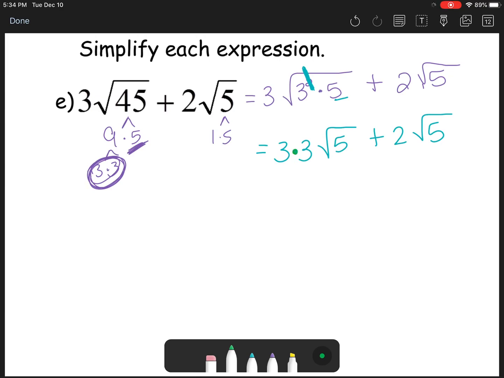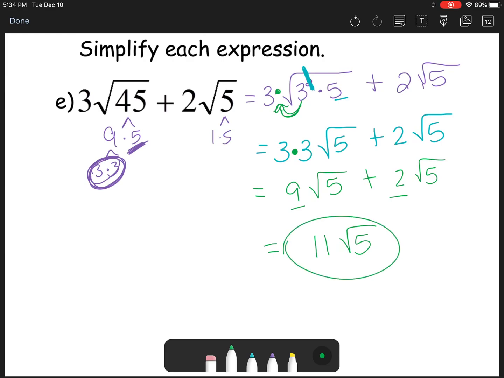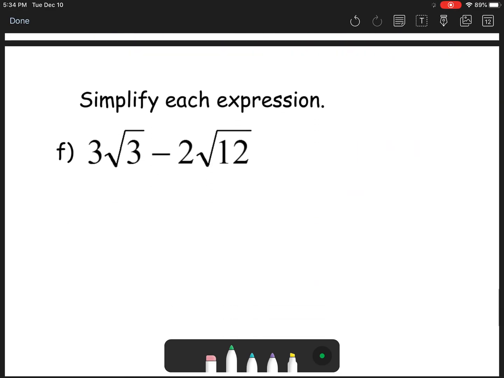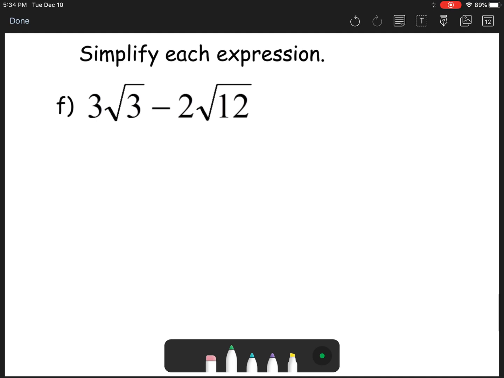So anytime you take something out of your radical, remember we are multiplying right here, which means when we took this number out, or when we evaluated it and it came out, we are multiplying those numbers together. So 3 times 3 would give us 9 times the square root of 5 plus 2 times the square root of 5. Well, 9 of something plus 2 more gives us 11 times the square root of 5. So that would be our answer. Just have a couple more to look at.